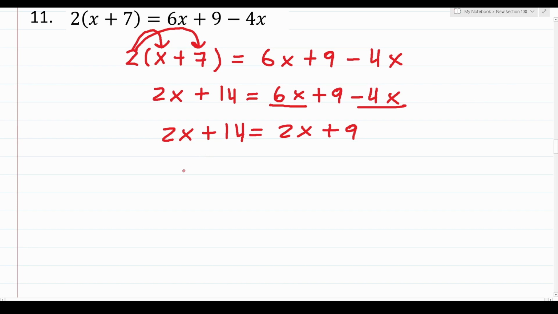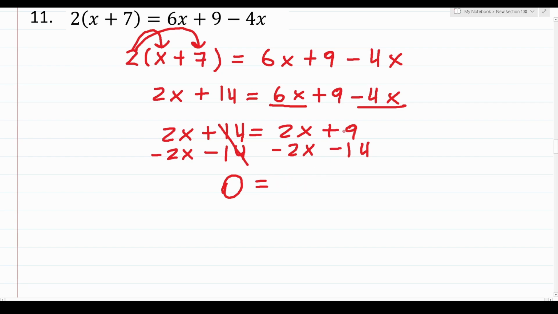All right, so again, remember, we want to isolate our x variable. And in this case, we can do that by moving 14 to this side via subtraction. And at the same time, we can move 2x to this side via subtraction. 14 minus 14 is nothing. 2x minus 2x, that is 0.